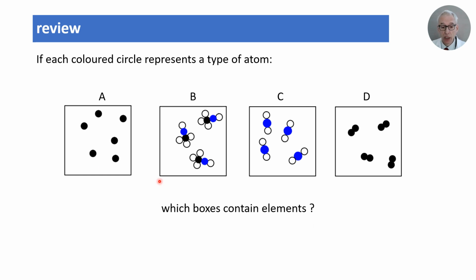Okay, so A is an element. It contains 1 type of atom. B is not an element. There are more than 1 type of atom involved. C is not an element. D has only 1 type of atom. So A and D are elements containing only 1 type of atom.